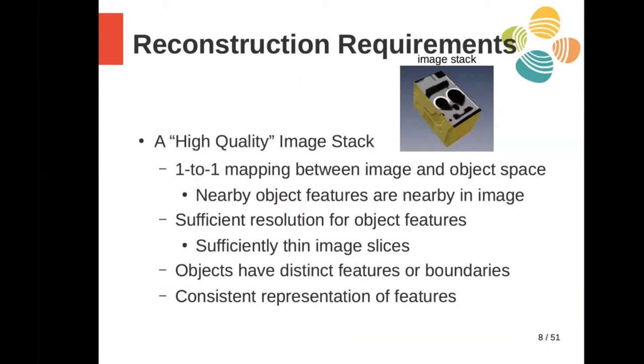What do we need to be able to segment an image stack? Well, we need an image stack, and it has to be a high quality one. So what does that mean? That there's a one-to-one mapping between image and object space, so that nearby object features are nearby in the image. We'll see some examples of this, but a photograph, where you can see someone in the foreground and mountains in the background, is an example where this is not the case. On the same image plane, you have projected things that are near and far. We also need sufficient resolution so that we can see the features that we're interested in. Objects need to have distinct features or boundaries to be able to distinguish one from the other. And we need those features to be consistent throughout the entire image stack.